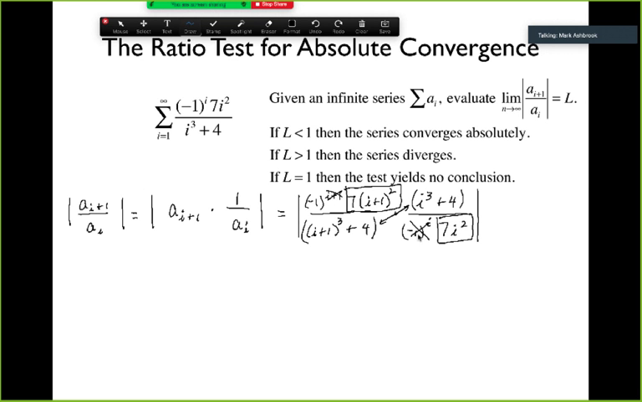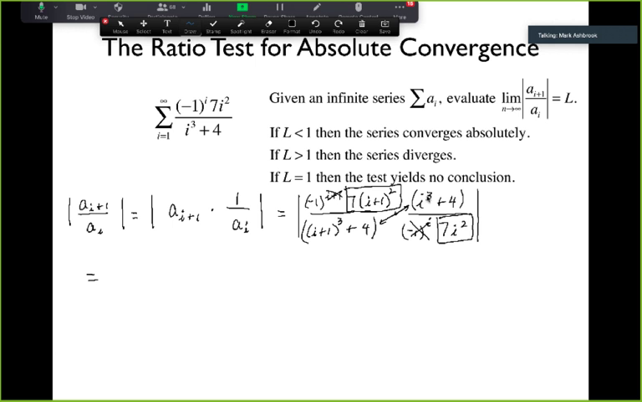Does that make sense? So in evaluating this limit, we're looking at the limit of i cubed plus 4 over i plus 1 cubed plus 4. What's our leading term there? i cubed. What's our leading term down here? i cubed. So as i goes to infinity, what's the limit of that sequence? 1. i cubed over i cubed, it's just going to be 1 as i gets big.